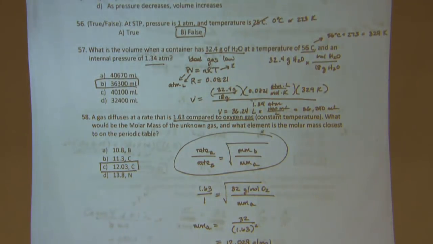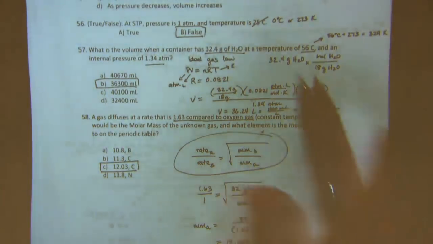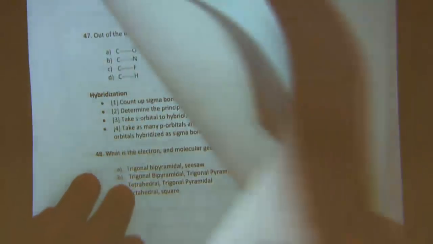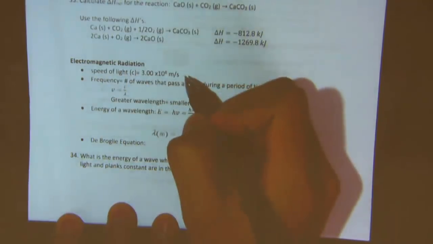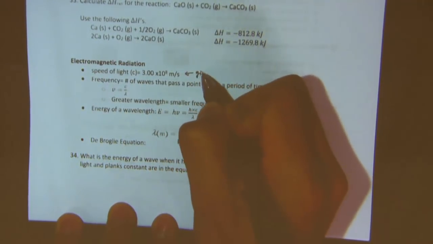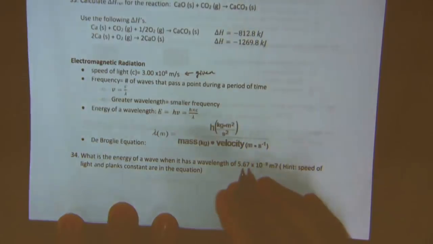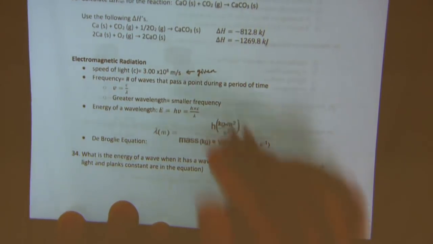We're going to jump around to the page where it's about electromagnetic radiation. So here's electromagnetic radiation. Here are some things that I think are particularly useful to remember. So the speed of light, this would be given to you, so don't worry about that, but just know that it's 3 times 10 to the 8th meters per second. And we would use that in our subsequent equations.